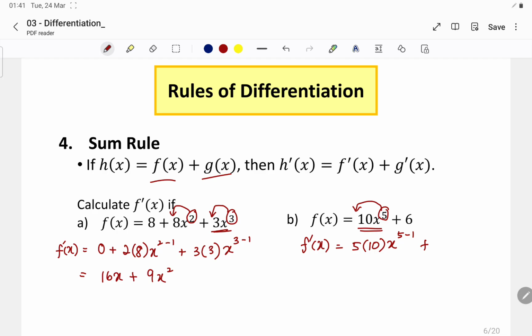6 is a constant, right? So a constant when we differentiate becomes 0. Then the final answer is 5 multiplied by 10 is 50, x to the power of 5 minus 1. 5 minus 1 becomes 4. So this is the answer. That's it for some rules.